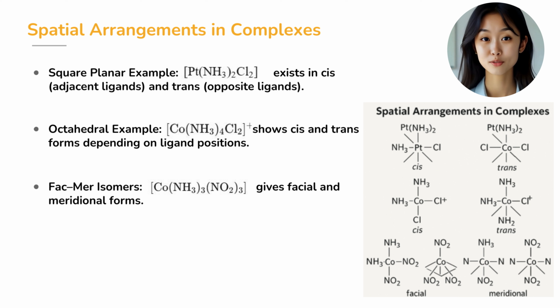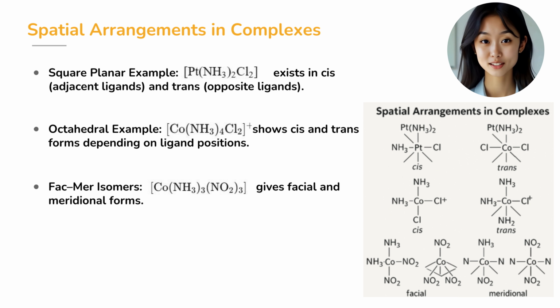That's geometrical isomerism. Now, let's look at octahedral complexes. For cobalt with 4 ammonia and 2 chloride ligands, written as [Co(NH3)4Cl2]+, you can have cis or trans arrangements depending on whether the chlorides are next to each other or opposite.